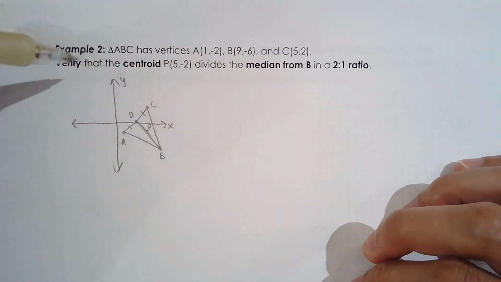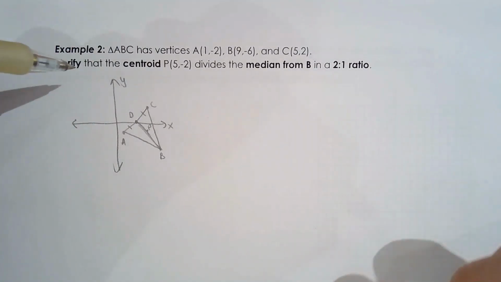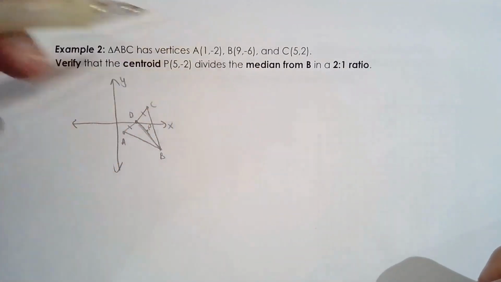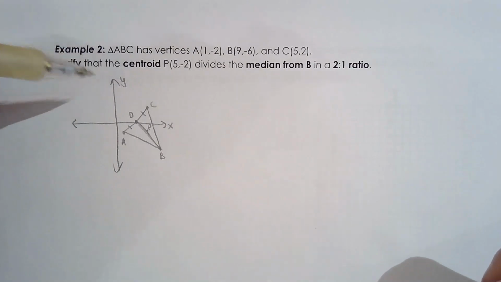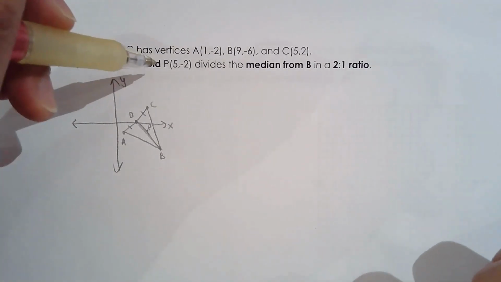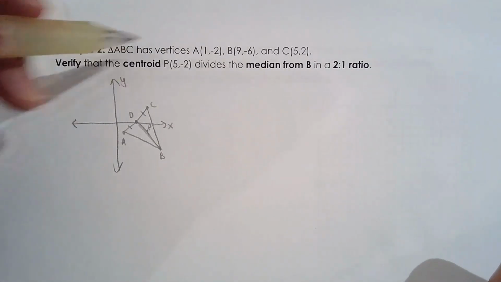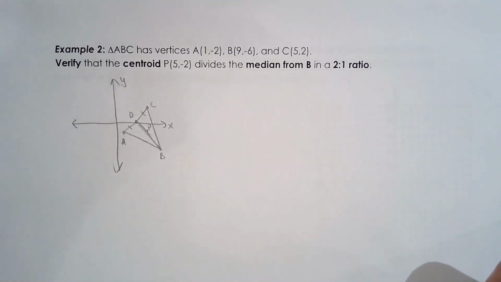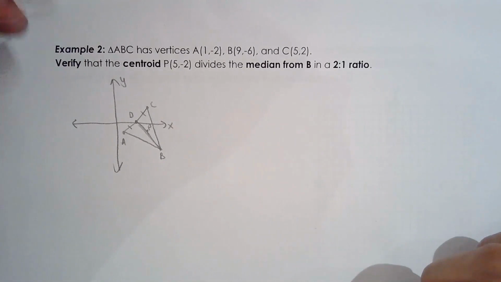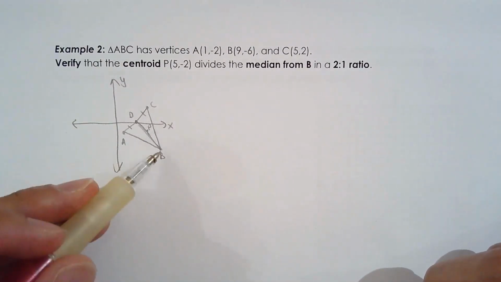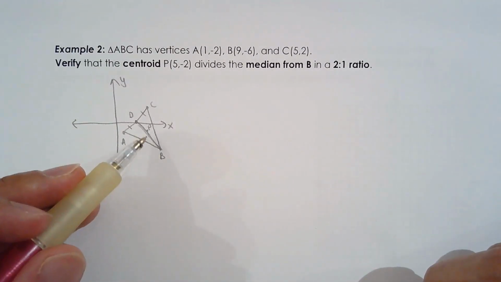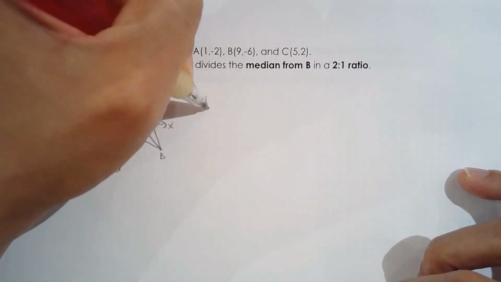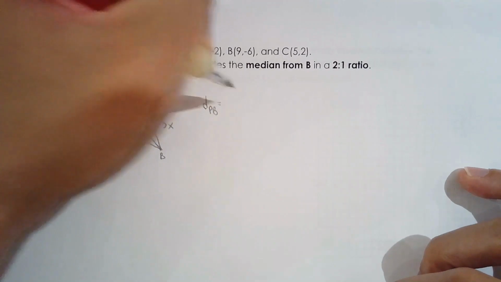Now this question is actually not that bad. They want us to verify that the centroid divides the median in a 2-to-1 ratio. They didn't say verify the centroid is located there, because that would take a lot longer. I have to solve for the equations of medians and find a way to intersect. Anyways, so I just have to show PB, peanut butter, is twice the length of PD. So let's do it. Find length of PB.